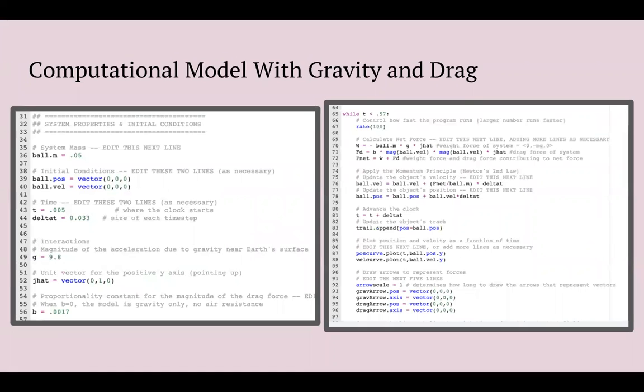Here are excerpts of my code from my computational model with drag. Most of the initial conditions remain the same. However, since we are now including drag, I set the proportionality constant b equal to 0.0017. I obtained this number through trial and error until the model predicted a final position that was close to the final position of the experimental model. Another difference is that the net force now contains both the force due to gravity and the drag force.